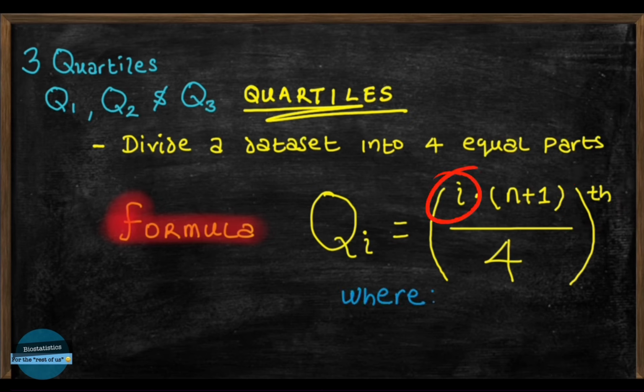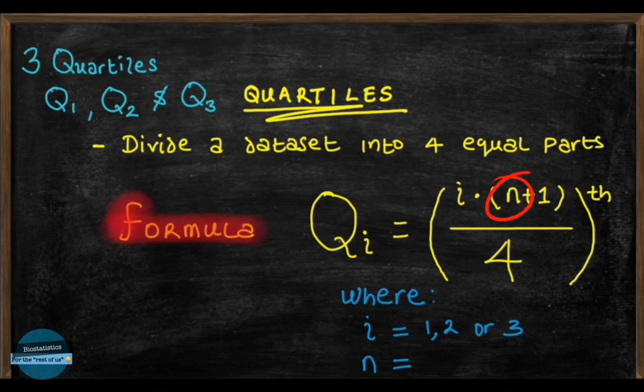The i stands for the quartile number. So if we want to compute the first quartile, i is the number 1, and for the second and third quartiles, i will be number 2 and 3 respectively. The actual value of the quartile is obtained from the dataset after getting the position using this formula. So n in the formula is the number of data points in the dataset. So if you have 20 data points in the dataset, n will become 20.